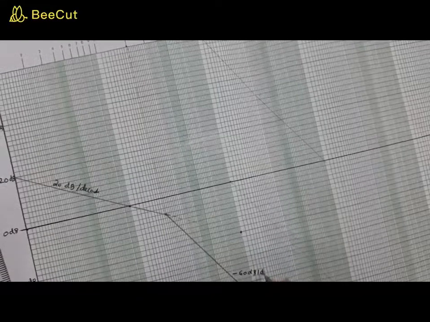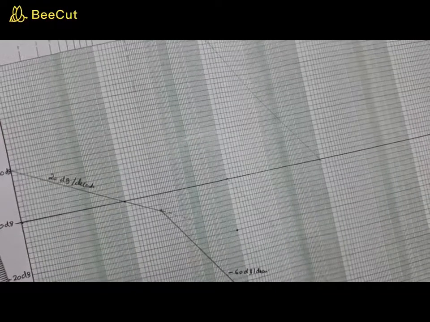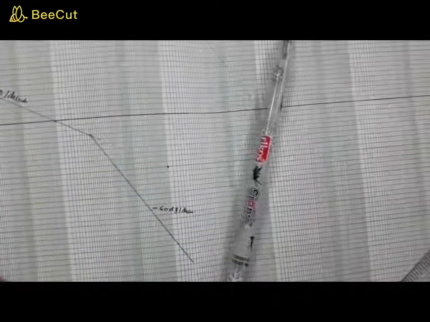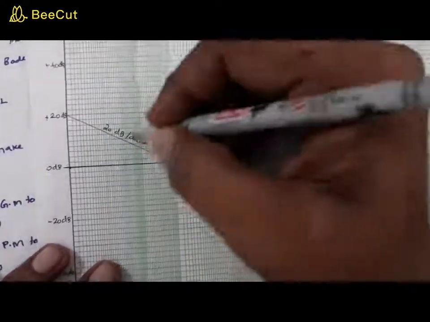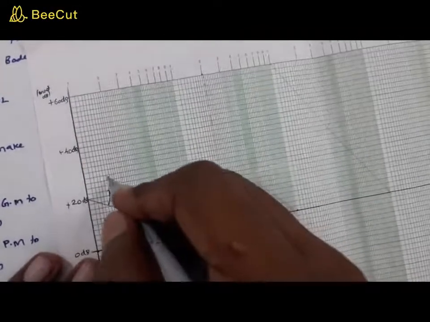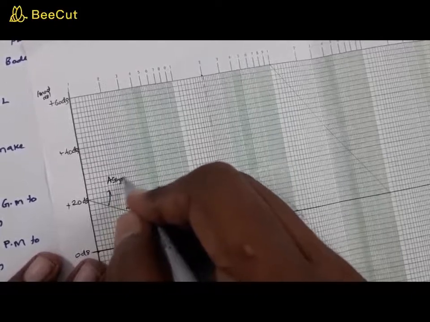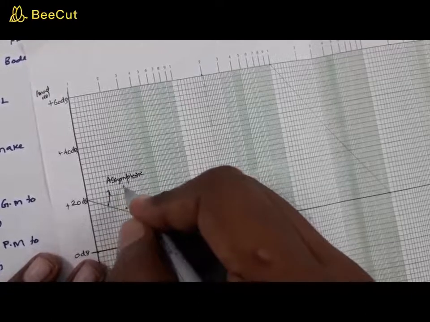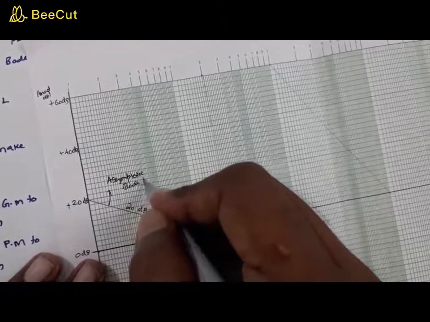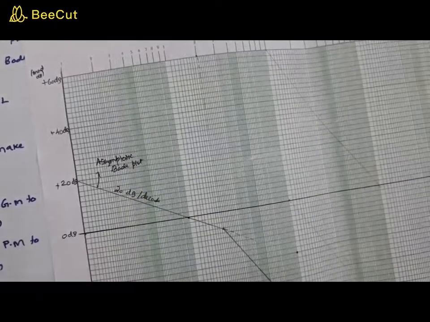What is this? This slope will be minus 60 dB per decade, right? So this graph is what is called the approximated asymptotic Bode plot, or the plot without any sort of corrections at the corner frequency.